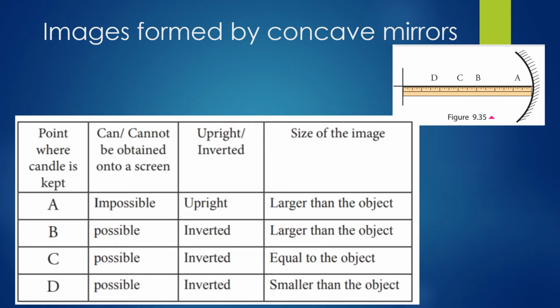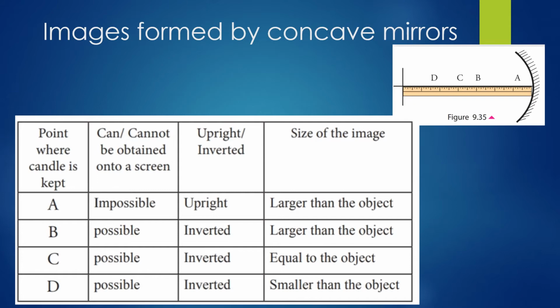And when you bring it closer to the mirror, gradually through the positions D, C, B, A, the size of the image increases. It increases, and in one instance the size of the image is equal to the size of the object.